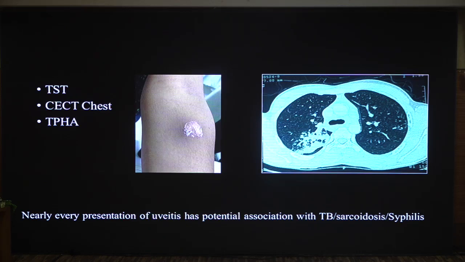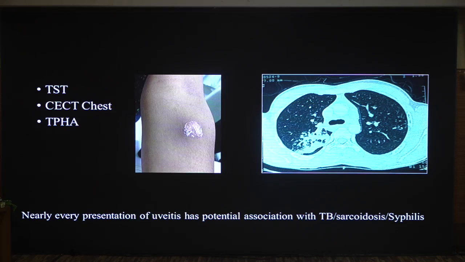These patients do not give you any history of systemic TB. They may be absolutely symptom free as far as the pulmonary symptoms are concerned, but CT chest is mandatory because it can give you subclinical lymph nodes in the body.